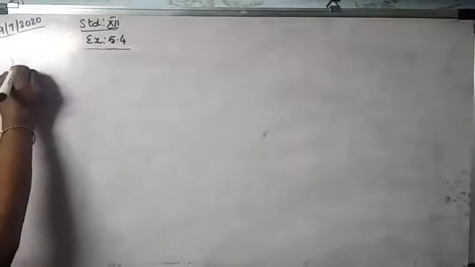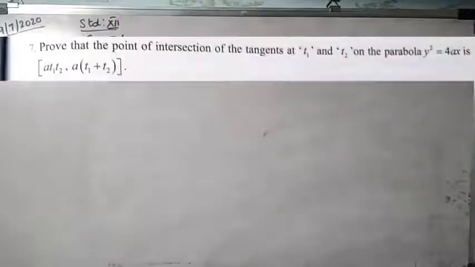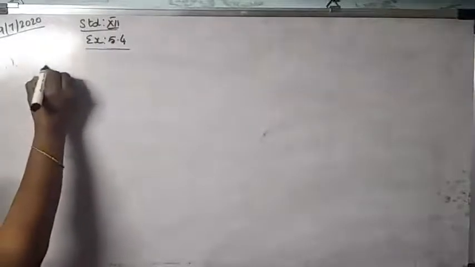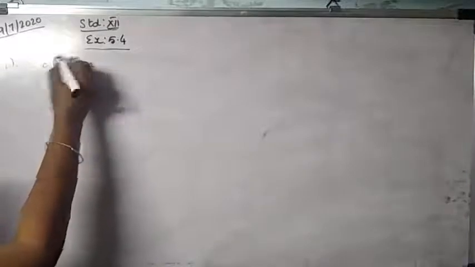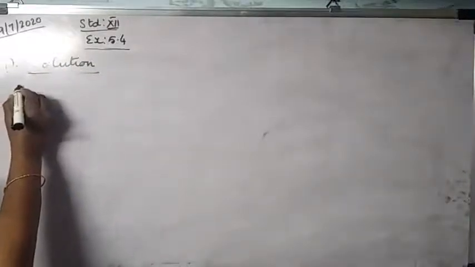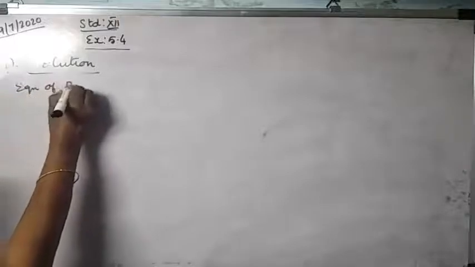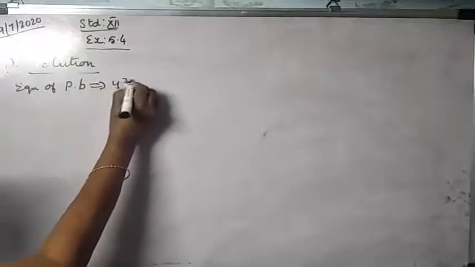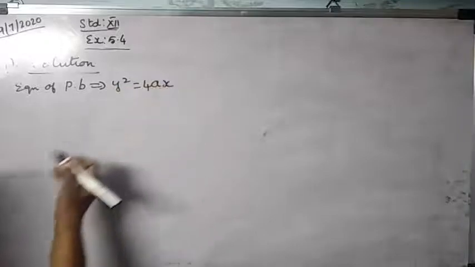Now question number 7. Prove that the point of intersection of the tangents at t1 and t2 on the parabola y square is equal to 4ax is a t1 t2 comma a of t1 plus t2. Now we want to find the point of intersection. So first let us write the equation of parabola. Now what is given? Equation of parabola is y square is equal to 4ax.